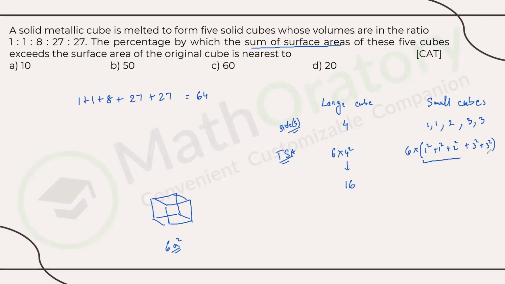And here this total would be what? 1 plus 1, that is 2, plus 4, that is 6. And then you have a couple of 9s, which is 18 in total. So 6 plus 18, that is 24, right? So we are looking for a percentage change from 16 to 24. That is 8 out of 16, which is 50%. And that is our required answer.